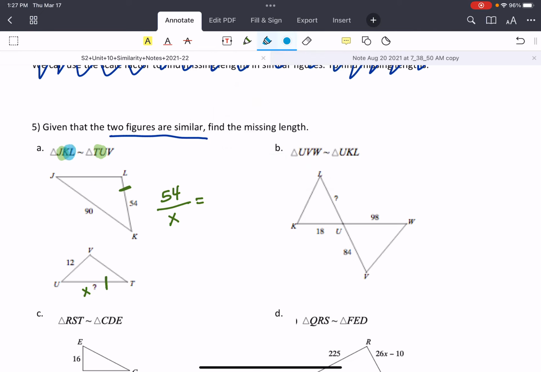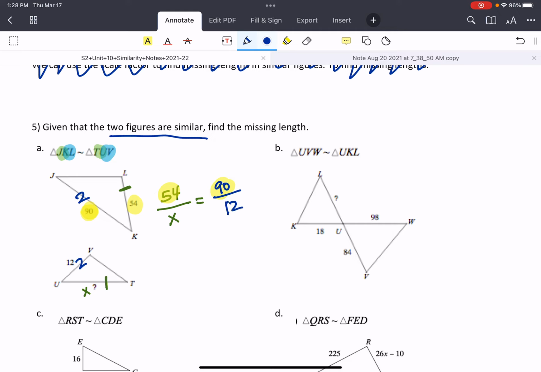Okay, the next one is KL and UV. KL right here is a 90, so he's side number 2, and UV, side number 2, is 12. Well, right here in my proportion, I put the 54 on top. And the 54 is part of this triangle. So I need to make sure that this right here is this part of my triangle so that I have both of the tops put together in the same place. So we're going to put 90 there. And then the 12 is going to go on the bottom.